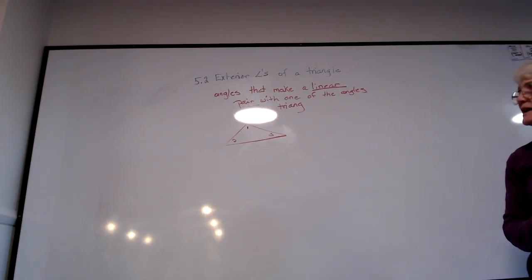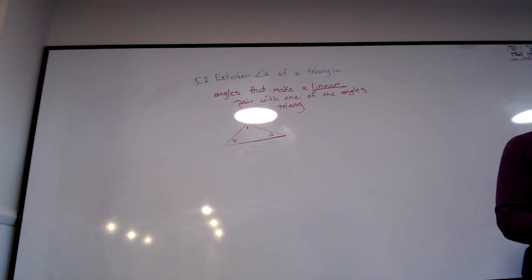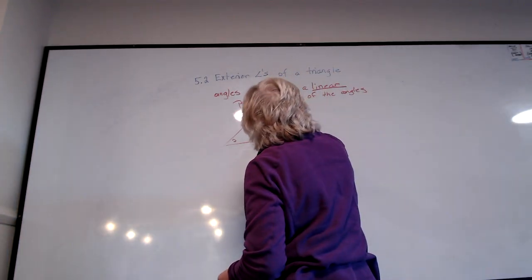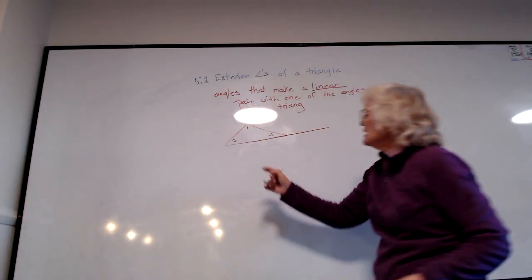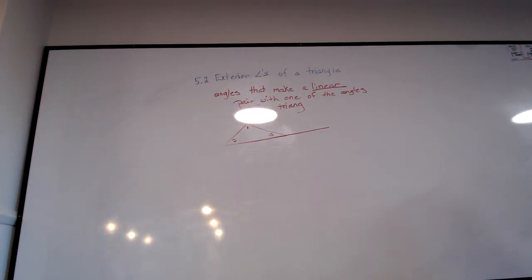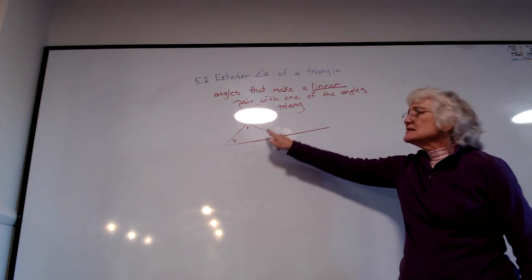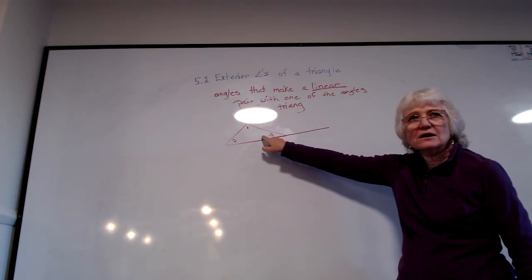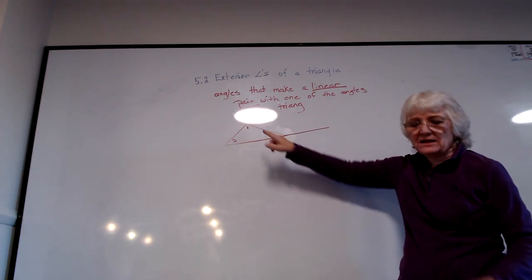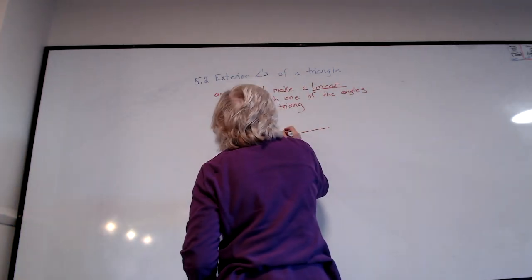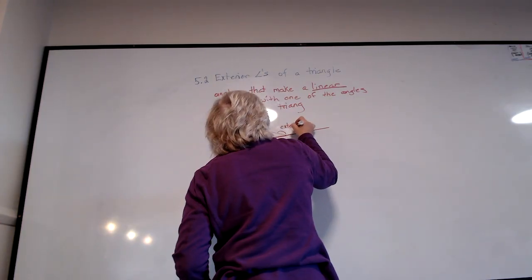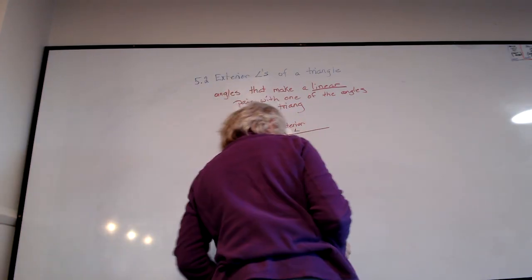So what we can do is extend one of the sides to make a line, and that will give us an exterior angle. So let's look at it. I can extend that line. It's supposed to be nice and straight, mine's maybe not, okay? But what did I do? I extended this line, and this is the exterior angle because it's the angle that's a linear pair with one of the ones inside. So this would be called the exterior angle. That is one exterior angle, okay?